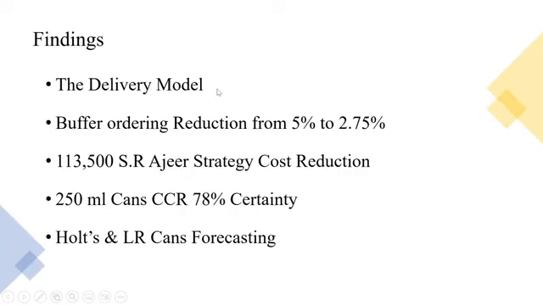Findings: the delivery model, buffer ordering reduction from 5% to 2.75%, 113,500 riyals cost reduction through the Agile strategy, 250 million cans critical cost ratio, which is a 78% certainty. Holt's and linear regression for cans forecasting. These methods are quite suitable for production systems and factories.